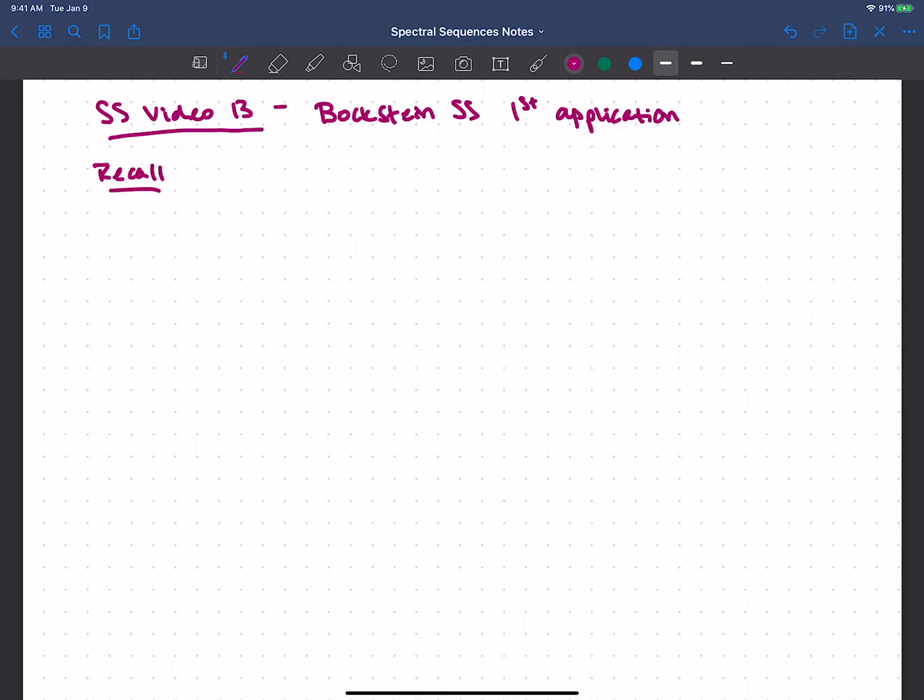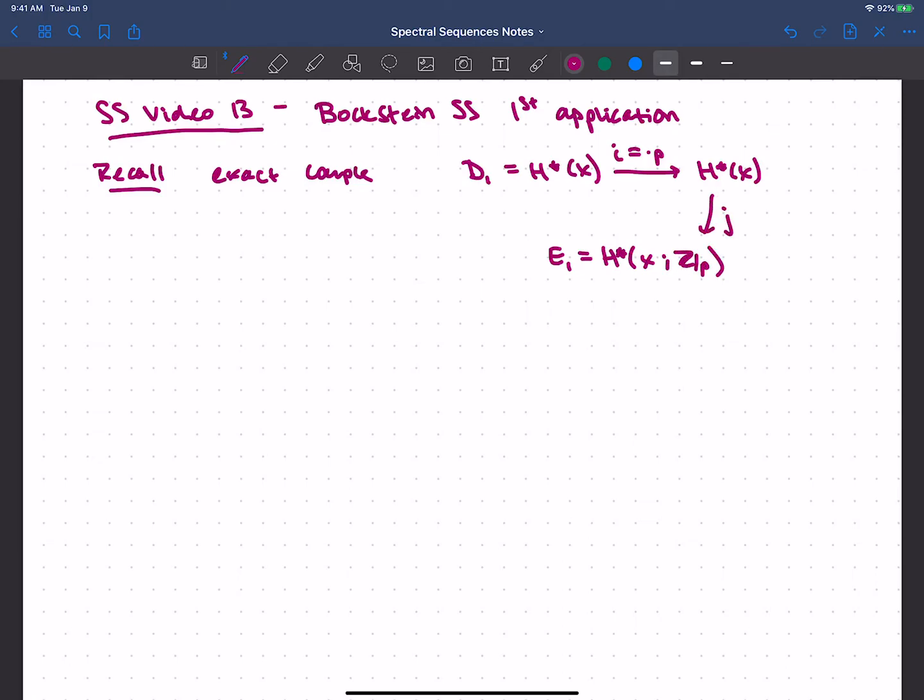So our Bockstein spectral sequence came from this exact couple, where we started with D1 is the cohomology of our space X and integral coefficients. And so I have that here as well. And this map over I is really just multiplication by P. E1 is going to be the cohomology of X with mod P coefficients. So remember, P here is a prime. And J is just reduce mod P. And then here, our K was really beta, our original Bockstein homomorphism, the connecting homomorphism in the long exact sequence.